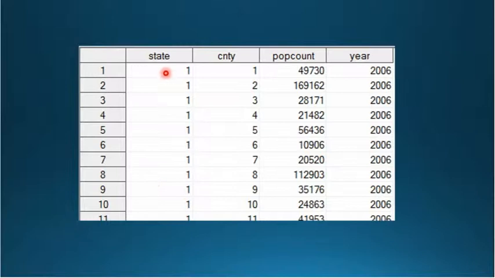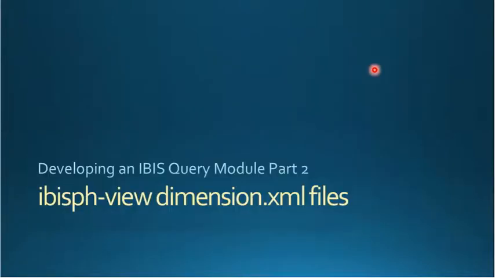And you can see that the 4 variables, state, county, pop count, and year, are numeric variables. State and county are coded. They're not text variables. Everything's numeric. And then I have a pop count value for each state, county, and year. Now we're going to look at a dimension file to see how those numeric values get labeled.